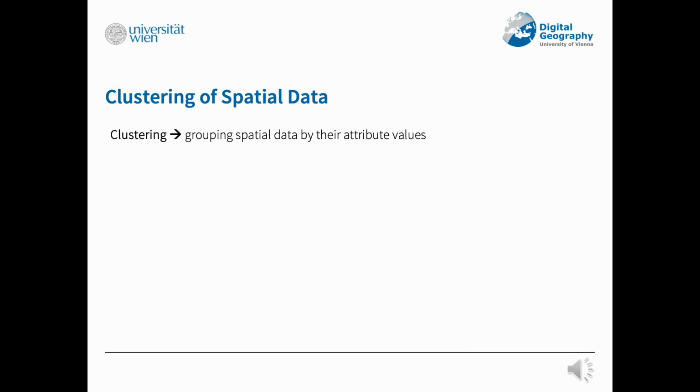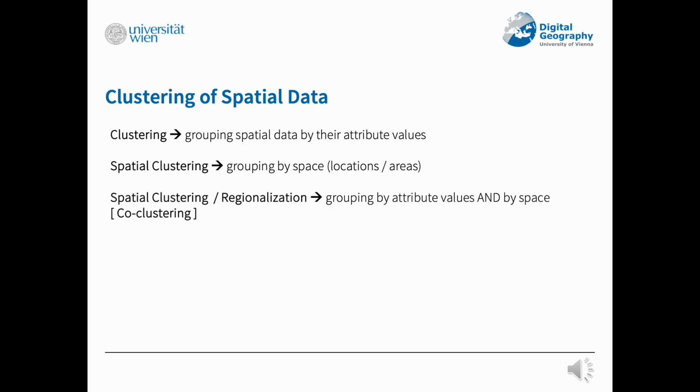Spatial data can be clustered using standard techniques, meaning that data is being grouped using the attribute values, or by performing spatial clustering, which is grouping by the locations or areas of the data. The third type is regionalization, and also the term spatial clustering is used here, but here it differs from before as it involves the clustering in 2 dimensions or co-clustering, because this now involves grouping by attribute values and space.